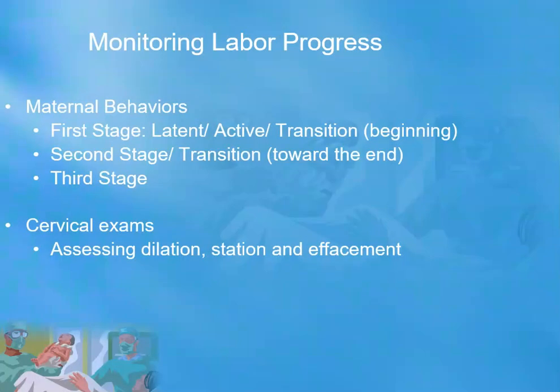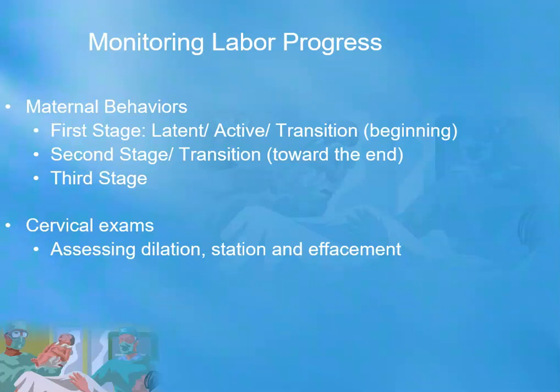Okay, so when we're talking about the laboring mom, we talk about monitoring the progress of labor. So what are we monitoring here? We're looking at maternal behaviors. Just as a review, in the first stage of labor, we talked about latent, active, and transition. Those are the three phases in that first stage. The second stage would be from transition, which is toward the end, all the way through to the actual delivery.